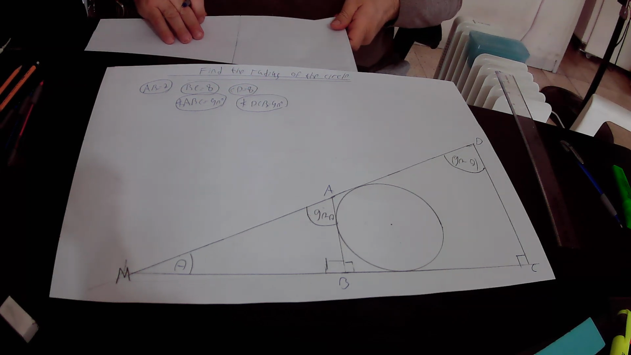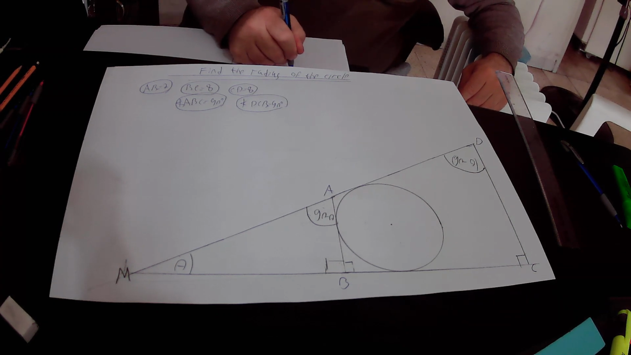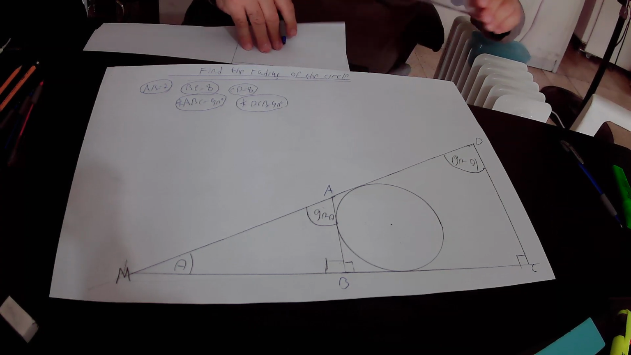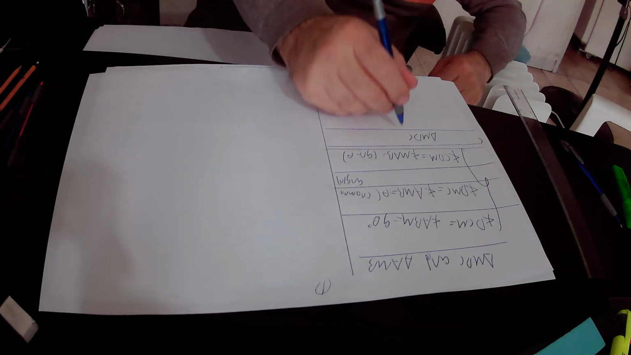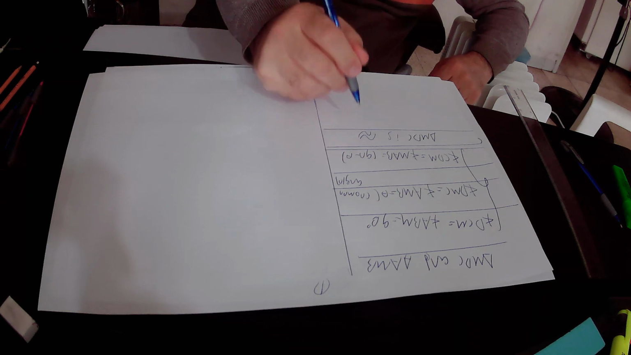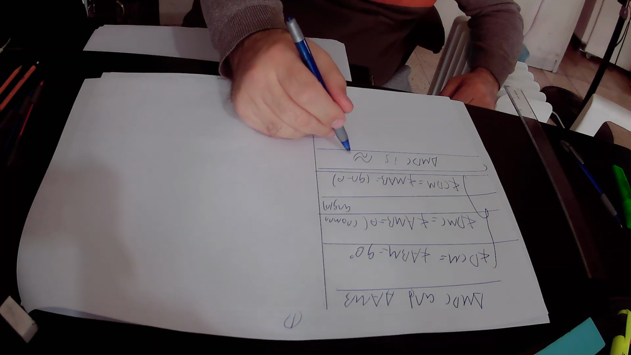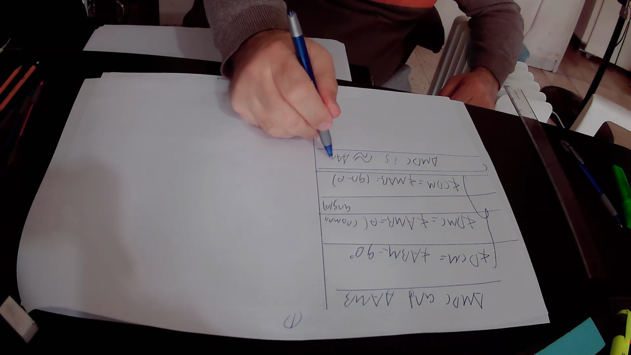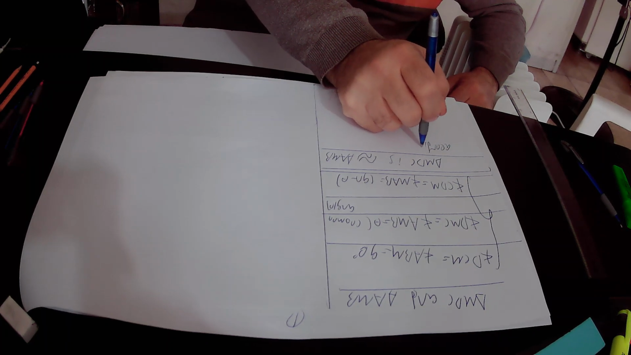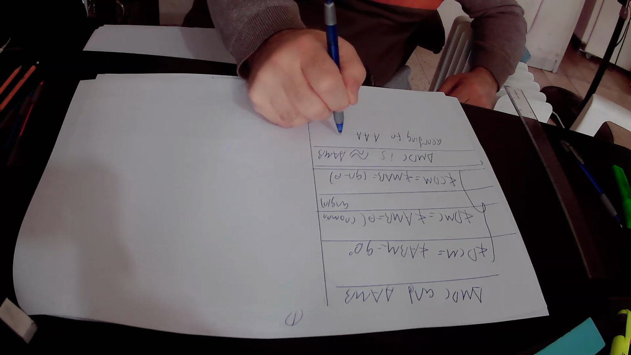So I write it down. The big right triangle MDC is similar, this is the sign of similar, to the small right triangle AMB according to the angle similarity rule.